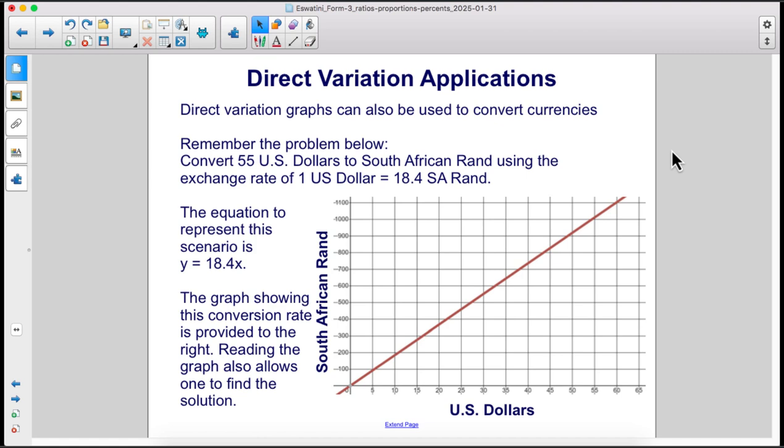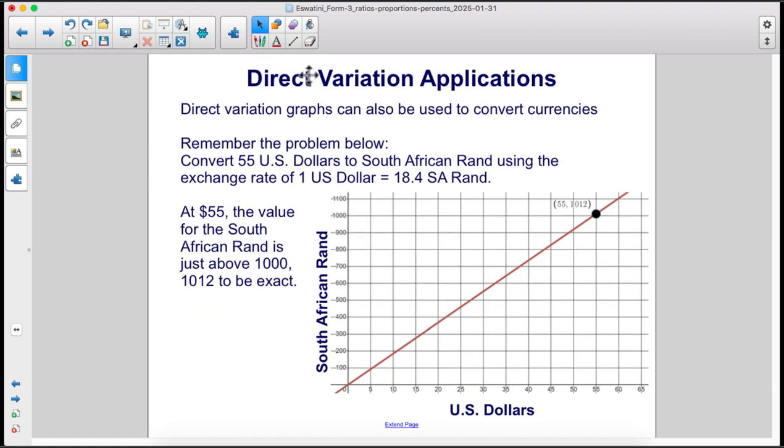Direct variation graphs can also be used to convert currencies. Remember the problem below. Convert 55 US dollars to South African Rand using the exchange rate of 1 US dollar equals 18.4 South African Rand. The equation to represent this scenario is y equals 18.4x. The graph showing this conversion rate is provided to the right. Reading the graph also allows one to find the solution. At 55 US dollars, here, the South African Rand is just above 1,000, 1,012 to be exact.